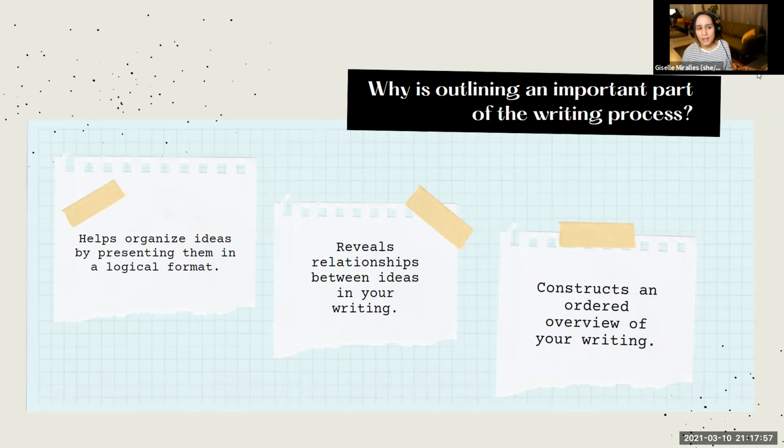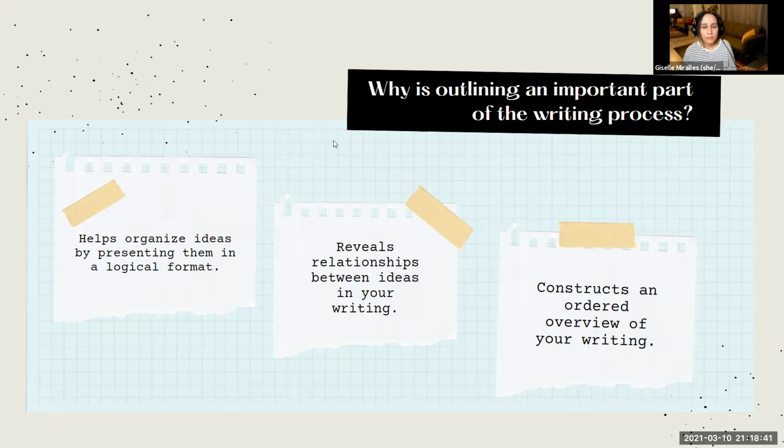My question now is, why is outlining an important part of the writing process? And there are many reasons, but these are the three main reasons I feel outlining is important and will help improve your compositions in the future. So, the first is that outlining helps organize your ideas by presenting them in a logical format. So, this means that when you do write an outline, you're essentially putting these ideas in the order that you will present them in your paper. So seeing those ideas outlined in an organized fashion will help you write once you do begin writing the essay.